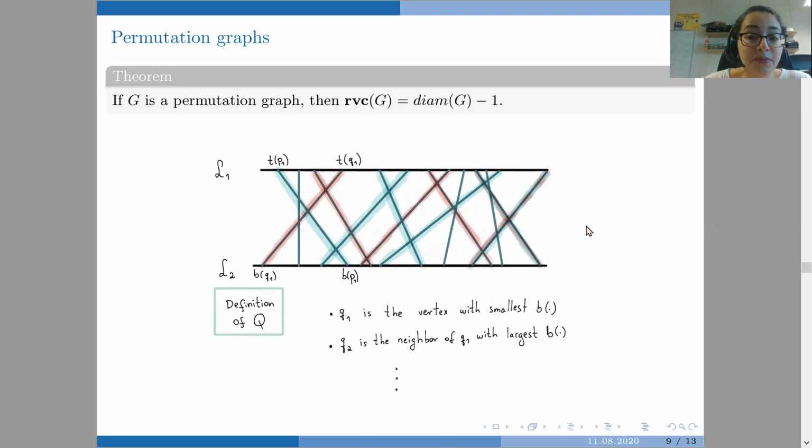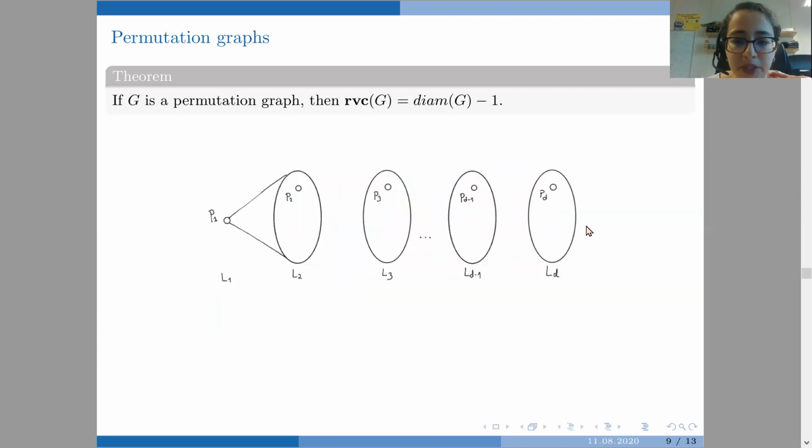Okay, so what will we do? The first thing we will do is to take these two vertices, P1 and Q1, and we will run a BFS rooted in these vertices. So we will have a picture like this in the case of the vertex P. We call the levels of the BFS L1, L2 until LD. And note that the path P1 to PD appears here in such a way that Pi belongs to level Li.